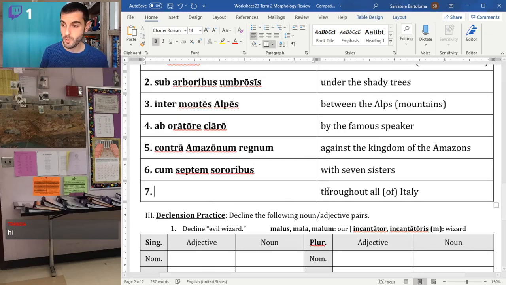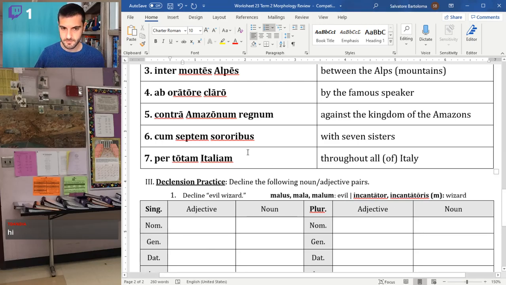And then last one here, throughout, which is the same word as through, that is per. Through all of Italy, right? Through the entirety of Italy. And the of is in parentheses there because even though in English we say all of Italy, in Latin they would just say all Italy. There wouldn't be any of, there wouldn't be any genitive, anything like that. Per totam Italiam. Through the totality of Italy, through total Italy, all of Italy. Per totam Italiam, throughout all of Italy. Sunt multa opera, multi urbes, multi personae. Yeah, throughout all of Italy, you find many, many things, of course.